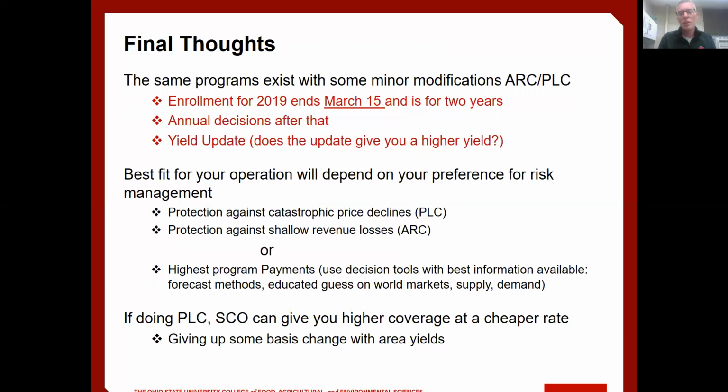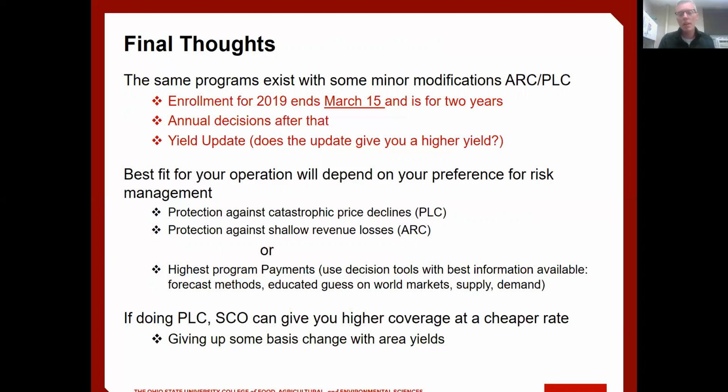The best fit for your operation will depend on your risk preference for risk management. Do you want to protect against catastrophic price declines with the price loss coverage program, that low price? Do you want to protect against shallow revenue, right? A drop in revenue or yields? Or do you just want to pick the program that's going to pay you the most over the next 2 years? And again, we've got tools and other people have got tools for you to use, but I encourage you to think about your risk and what you're willing to live with if it happens. If price falls out and you're okay with that, ARC County might make a lot of sense. If you want to protect against low price, loss coverage makes sense.